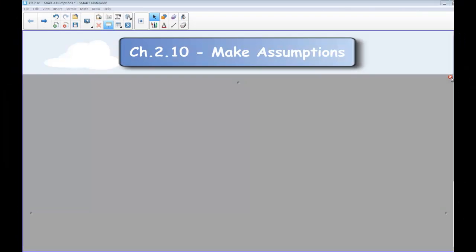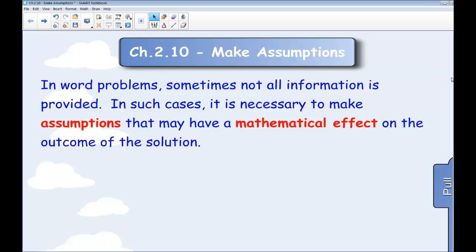Chapter 2.10, Make Assumptions. In this final lesson of Chapter 2, we're going to be looking at word problems where you're going to need to make assumptions, and these assumptions could potentially have a mathematical effect on the outcome or the calculations that you're going to be making.